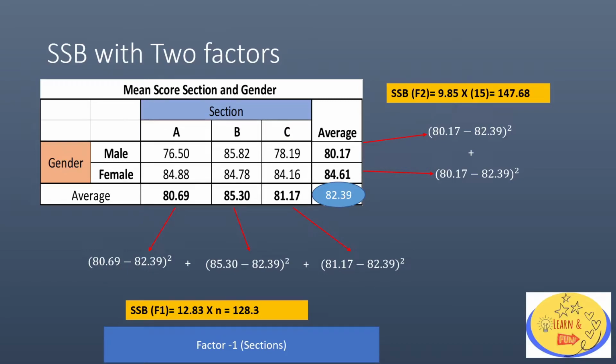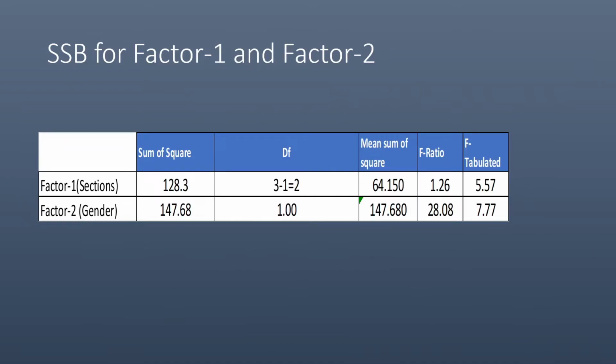So for the first two factors we got the sum of square, and now we go to their degrees of freedom. Degree of freedom is very simple. The sum of square is 128.3 and degree of freedom is nothing but number of groups minus 1. So that is how you get it for sections. There are 3 sections, minus 1 is 2. For gender we have male and female, 2, so 2 minus 1 is 1.